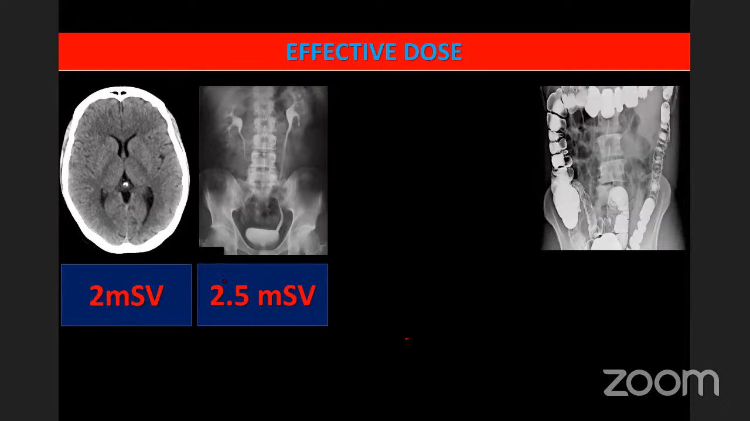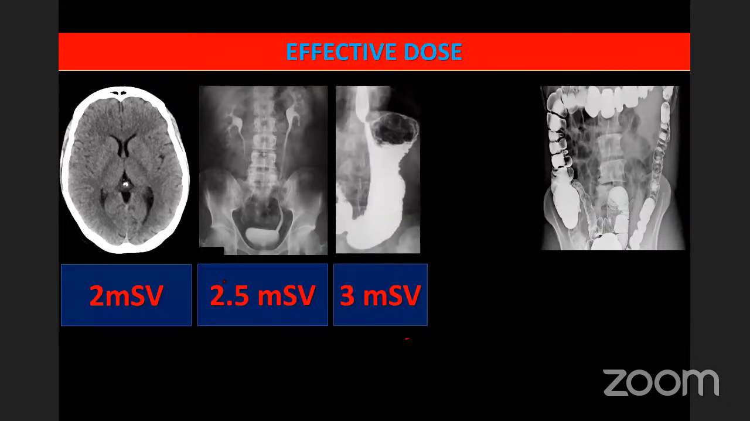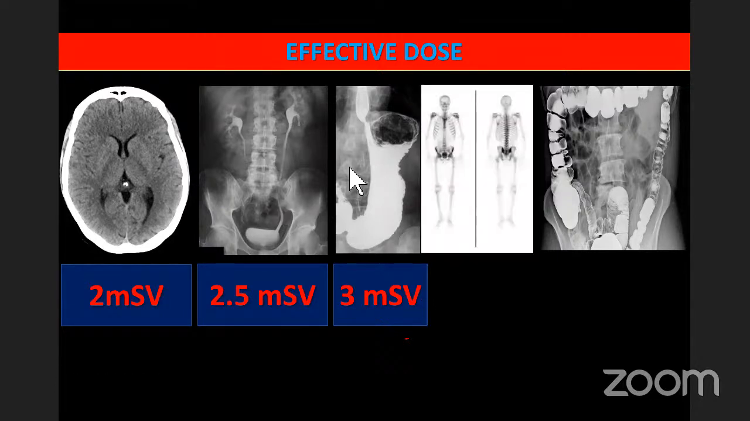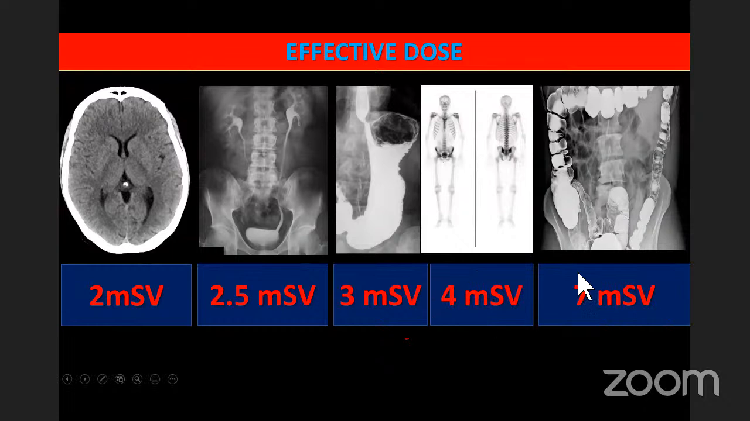Okay, so 2.5 millisievert, and the barium study is 3 millisievert. Again, barium will have multiple images, AP, oblique, then for the stomach we have to see the esophagus, gastroesophageal junction, separate images we have to take. So again, the dosage here is higher. So 3 millisievert is for the barium study, and the bone scan will have a dosage of 4 millisievert, and the barium enema is 7 millisievert.